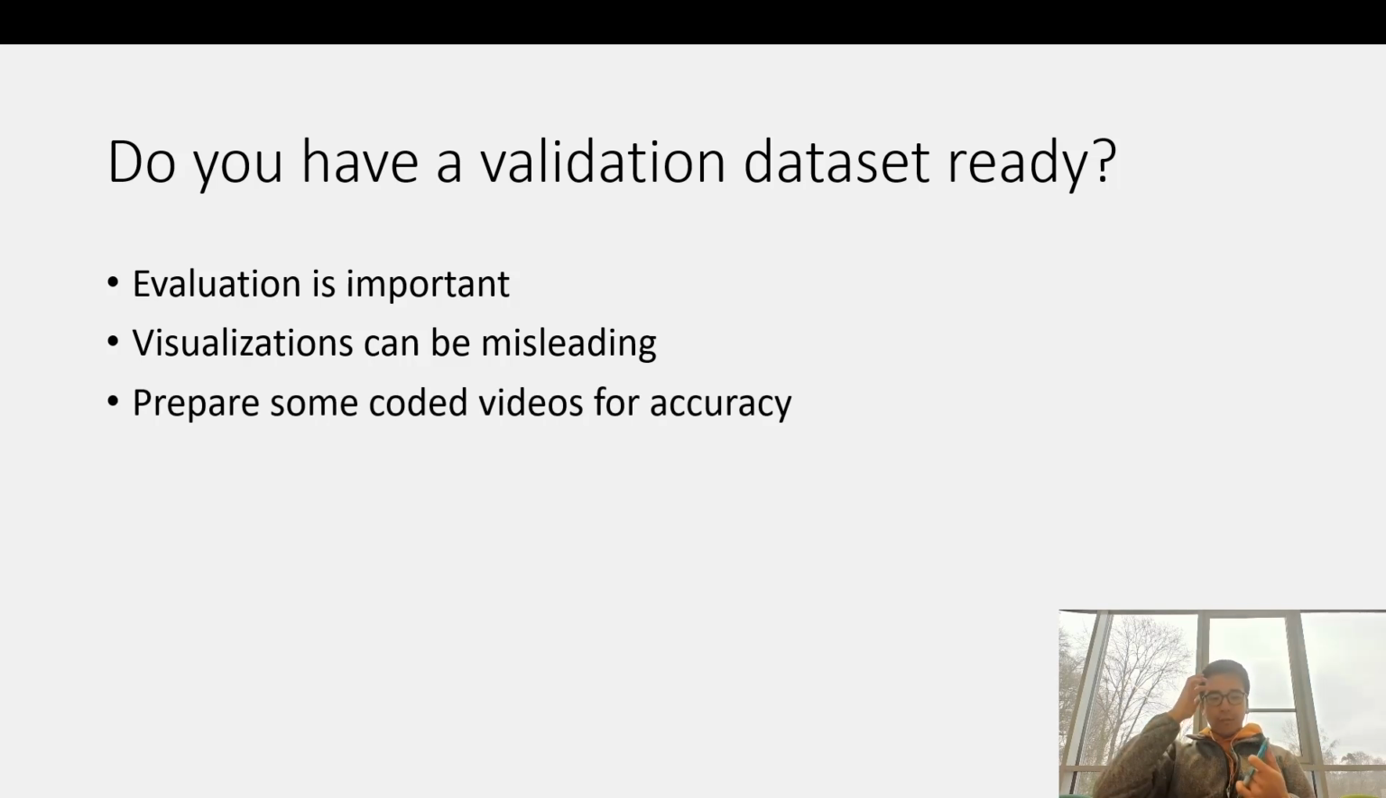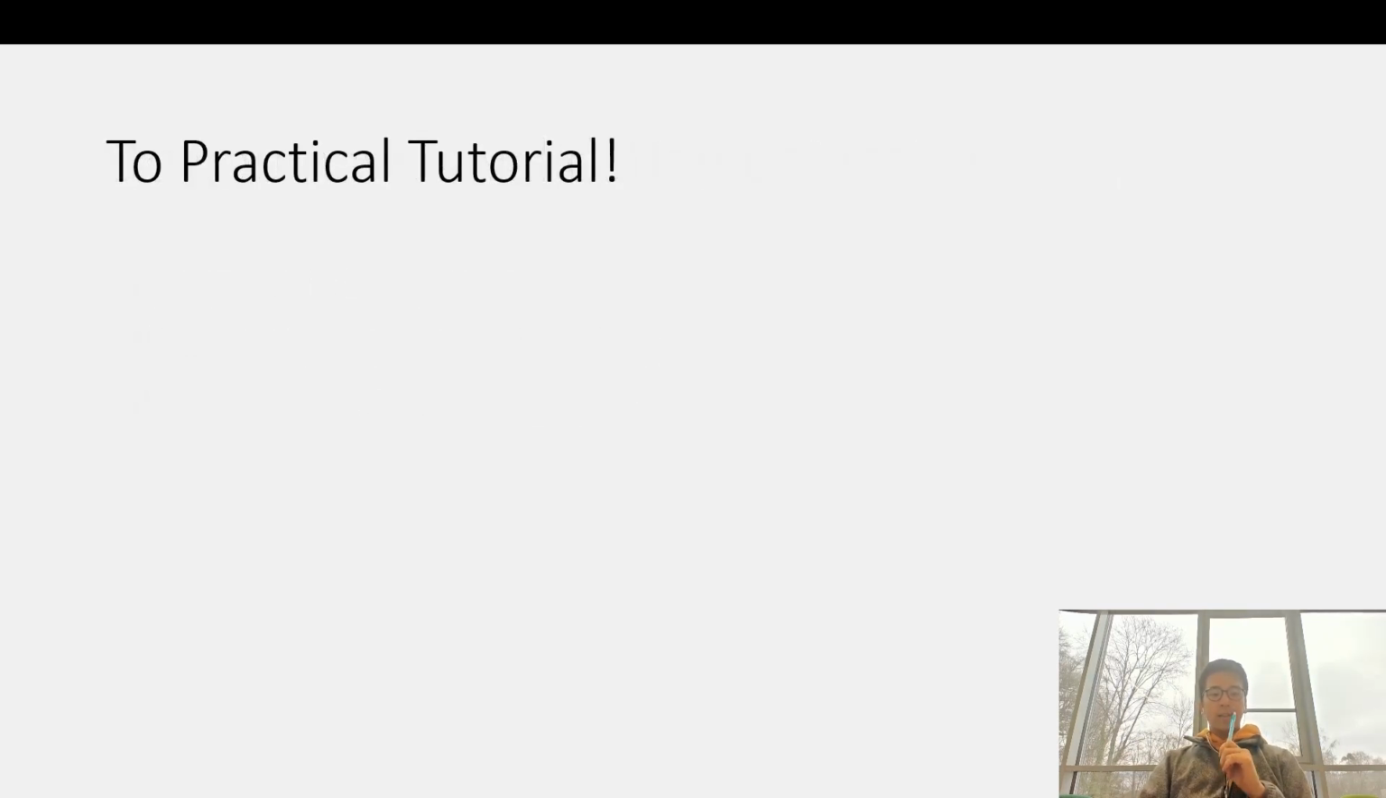For this, I would prepare some coded videos for accuracy measurement. If you have 5 or 10 test videos, you can use Boris to code the rates, and then make sure that what you get from the model automatically matches what you have manually. Yeah, and that's it. Now I'll move on to a more practical tutorial on how to run everything.